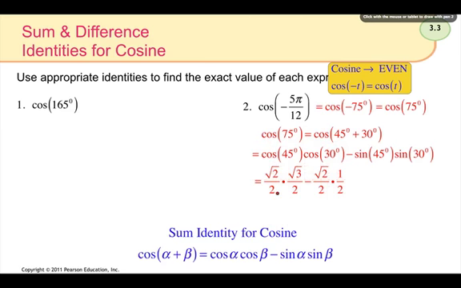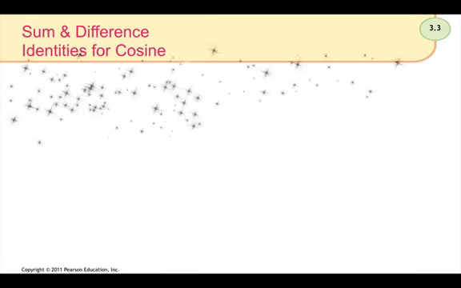And you should know where these values are coming from. At this point, I'm just going to simplify, do some operations here. And this is my final answer. And notice that I cannot simplify this any further. And cosine of negative 5 pi over 12 is equal to this exact value. Let's go on to the next line.